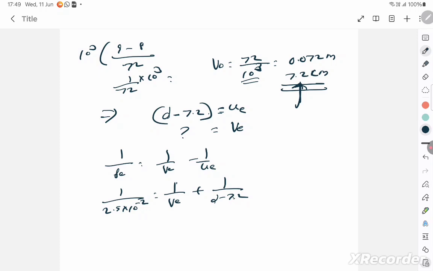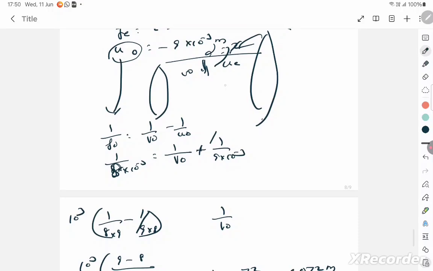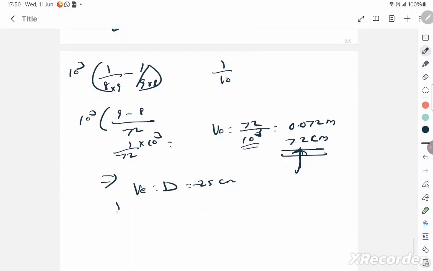So what you do is, they have given that the final image is obtained at least distance of distinct vision. A person with a normal near point using a compound microscope sees the object and brings it to focus, which means he's seeing at capital D. Therefore, he is seeing the final image at capital D. It's indirectly been specified, which is 25 centimeter, which will be minus because it is to the left side. Okay, so with which you can find UE: 1 by FE is equal to 1 by VE minus 1 by UE.